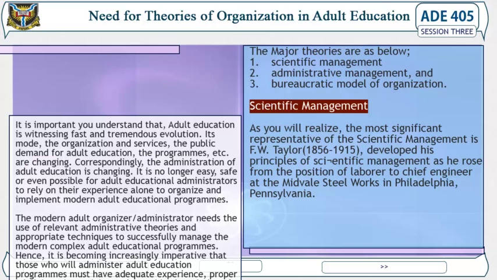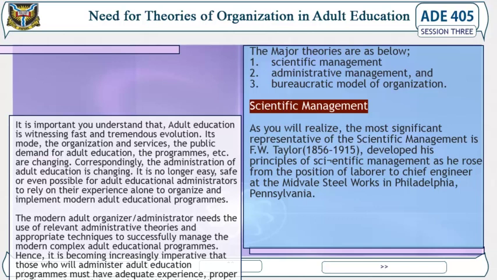The modern adult organizer and administrator needs the use of relevant administrative theories and appropriate techniques to successfully manage the modern complex adult educational programs. Hence, it is becoming increasingly imperative that those who will administer adult education programs must have adequate experience, proper administrative training, and a working knowledge of its theories in order to cope with the changing context of adult education administration. The major theories are as below. 1. Scientific management. 2. Administrative management. And 3. Bureaucratic model of organization.